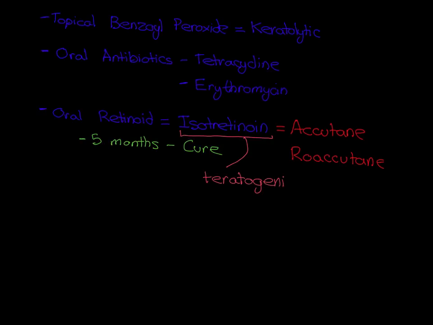Teratogenic means that it will affect developing babies. So if you take this drug whilst you are pregnant, it can cause massive birth defects in the developing baby. So you must not take this drug whilst pregnant. That's what teratogenic means. It means it will damage a developing baby, so it must not be taken during pregnancy.